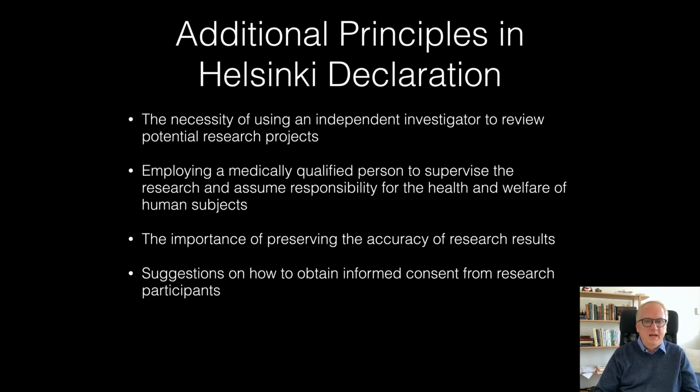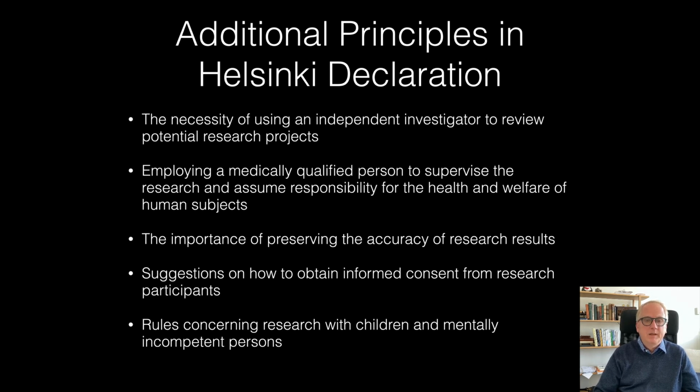And there were also suggestions on how to obtain informed consent from research participants, because it became clear that, sure, we want everybody to give us their consent, but exactly how do we know that they understood everything, and how do we document their consent? And there should also be rules concerning research with children who might not be fully mentally competent yet to make informed consent decisions, and also mentally incompetent people who might for some reason not really understand questions or not have the capacity to know whether or not they should be in the research. So these are additional principles that ended up being part of that Helsinki Declaration based on the Nuremberg Code.